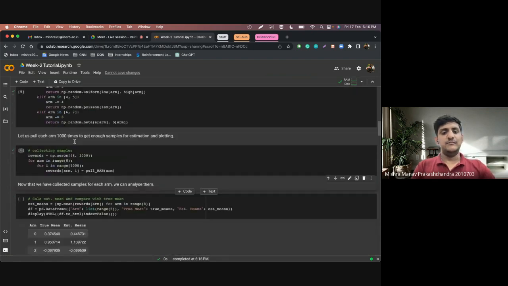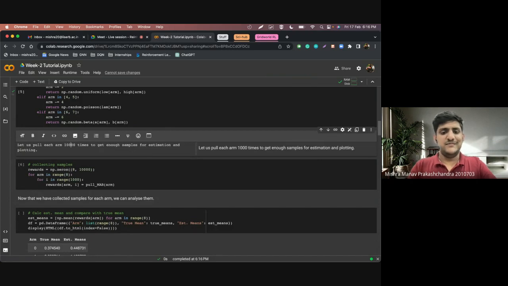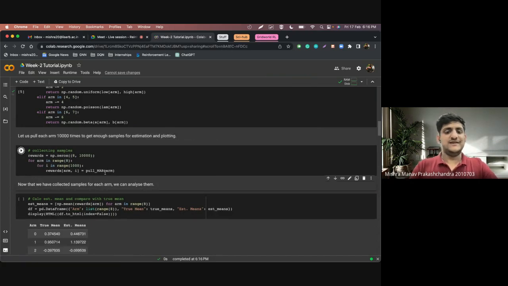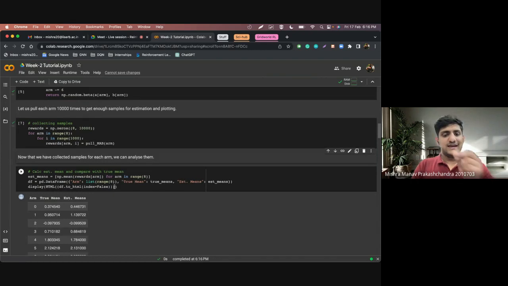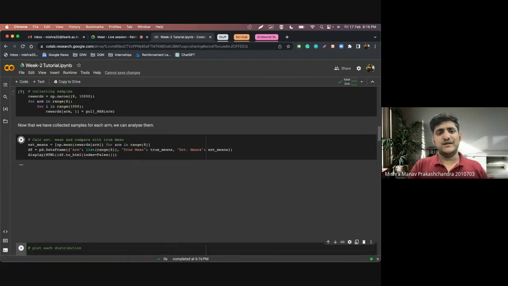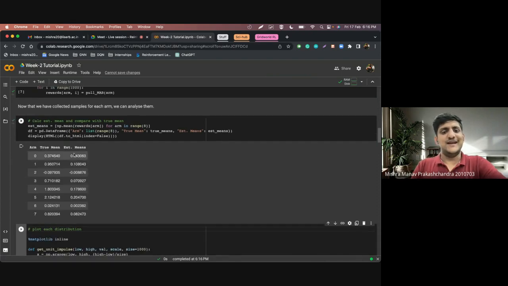So I'm doing some brute force kind of arm pulling. Now that we have collected enough samples, let's say I don't do 1000, I do 10,000. Let me change this. It's some arbitrary big number that I need. So I do it for 10,000, and now I want to calculate the estimated mean and then compare it with the true mean. If I run this, I get a tabular form.